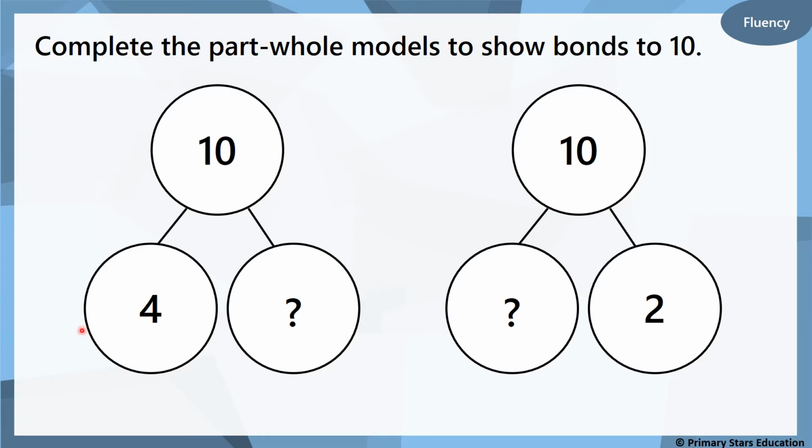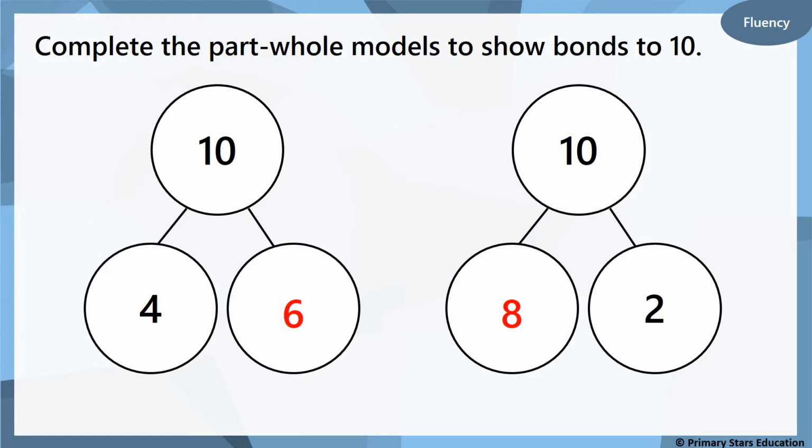10 is our whole. So what is going to be this other part which adds together to the number 4 to make 10? And over here, what are we adding to 2 to make 10? So think of what your number bonds are. Can you have a go at writing down what you think adds to 4 to make 10 and what adds to 2 to make 10? Pause me if you need to. Okay, fantastic. Let's see if you're right. 4 add 6 makes 10 and 2 add 8 makes 10.